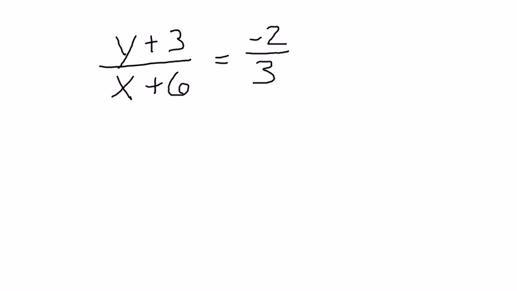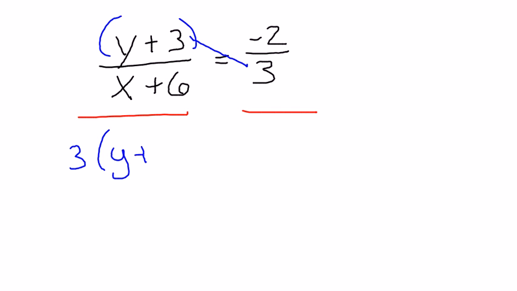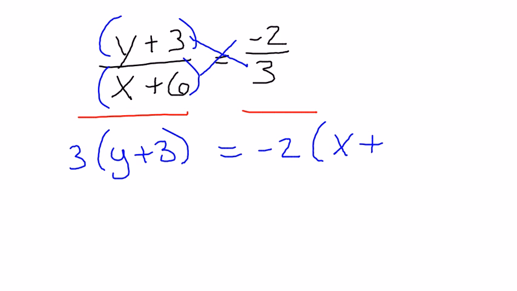That works, but the shortcut is, if you recognize that it's one fraction on the left, and only one fraction on the right side of the equal sign, it's just a proportion. And you can cross multiply. The diagonal products are equal. So the product of 3 and y plus 3 is equal to the product of negative 2 and x plus 6. So you can set those diagonal products equal.